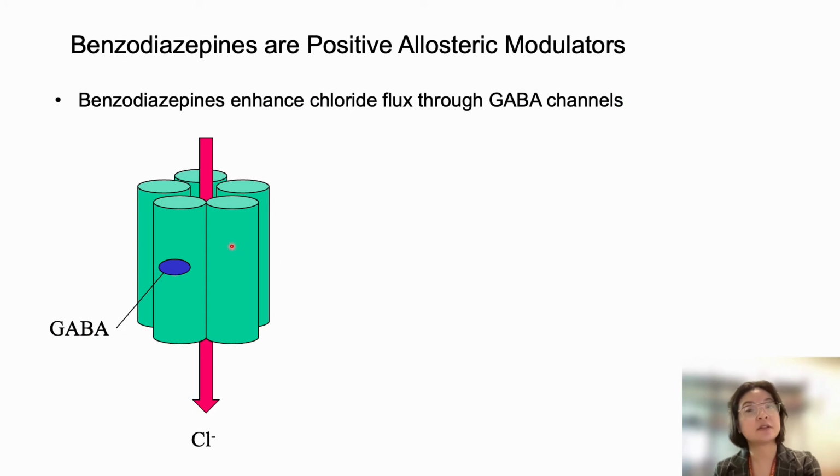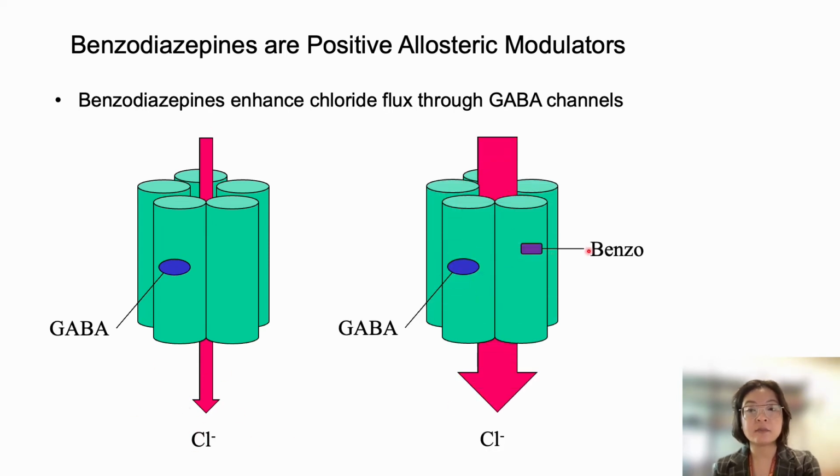Here you can see a cartoon of the GABA-A receptor with the 5 subunits surrounding this central chloride channel. GABA binds to one subunit, and when GABA binds, it opens the chloride channel and you get chloride influx into the cell. Now, the benzodiazepines bind on a different binding site and they can potentiate GABA function, so you get a larger influx of chloride into the cell. Remember, benzodiazepines cannot activate the GABA receptor and cannot open the channel on their own.